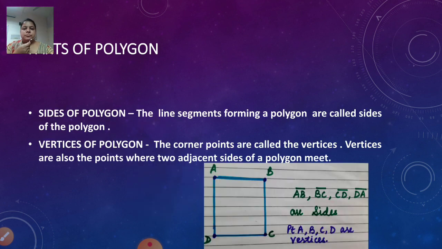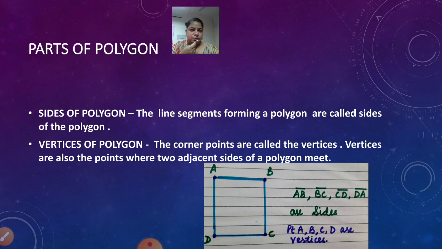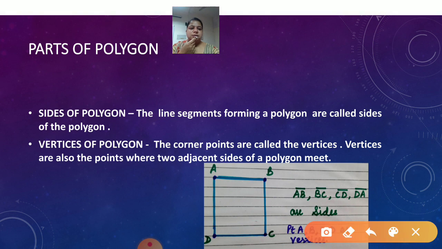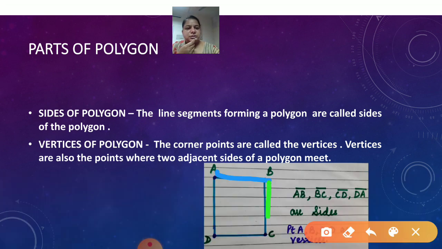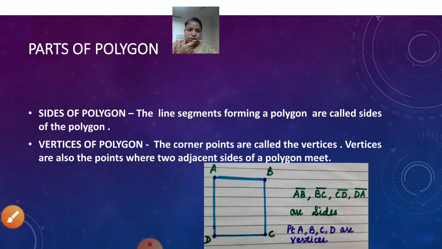Okay. Now next we are going to discuss what are the parts of a polygon. So first of all, what are the sides of a polygon? The line segments forming a polygon are called its sides. You can check in the picture also, AB, this is a line segment. Next is BC, this is also a line segment. These are called the sides of a polygon. So AB, BC, the third line segment you can identify is CD, and AD. These are all line segments forming this polygon, so these are called sides of a polygon.